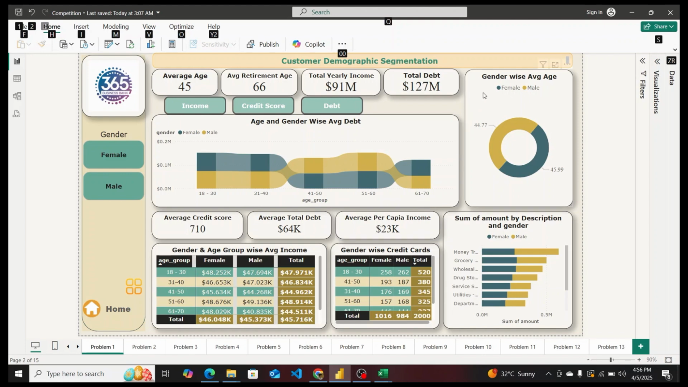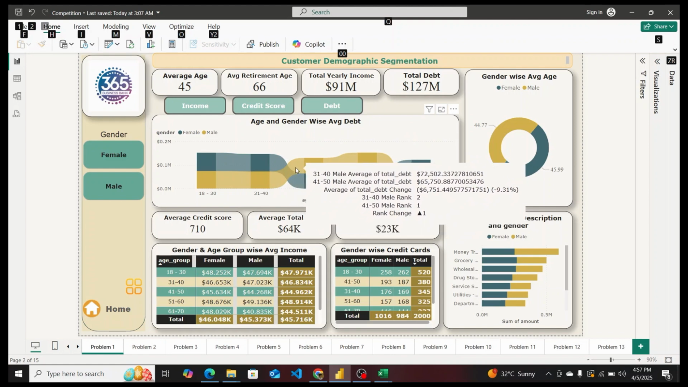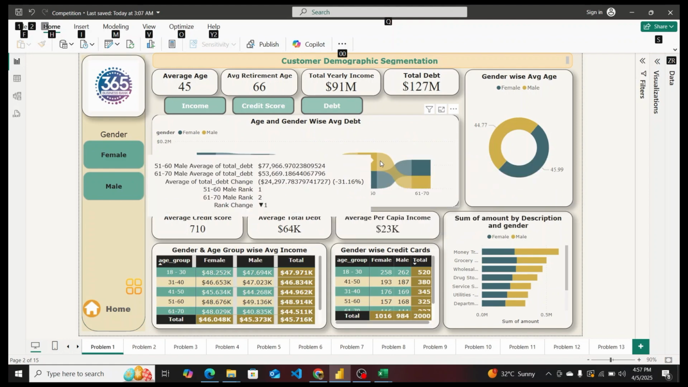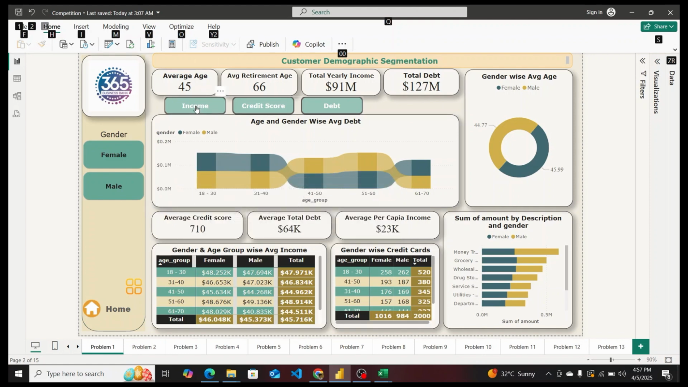This graph shows the average age of users of both female and male population, as the average age of male population is around 45 years old, while the average age of female population is around 46 years old. This is the age group wise average debt chart, in which we can see that after the 40s the average debt of male population has increased, and then after 60s it decreases.